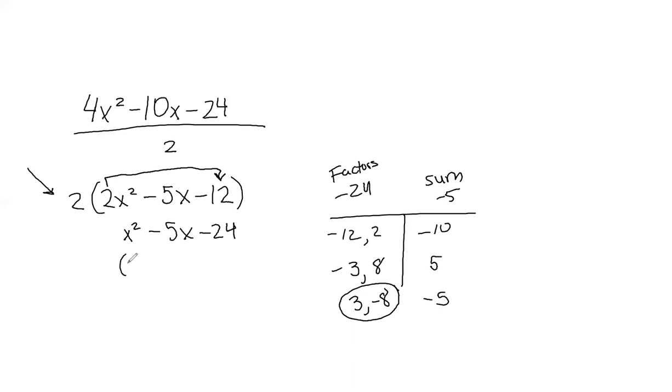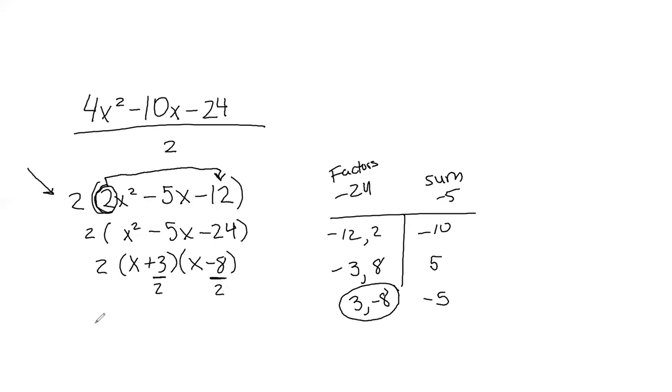So I write this in factored form now, not forgetting that 2 out there. We have x plus 3 and x minus 8. So we slid, we factored, and we still need to divide. So I divide those two numbers again, just the 3 and the negative 8, by the number that we slid, which was this 2 right here.